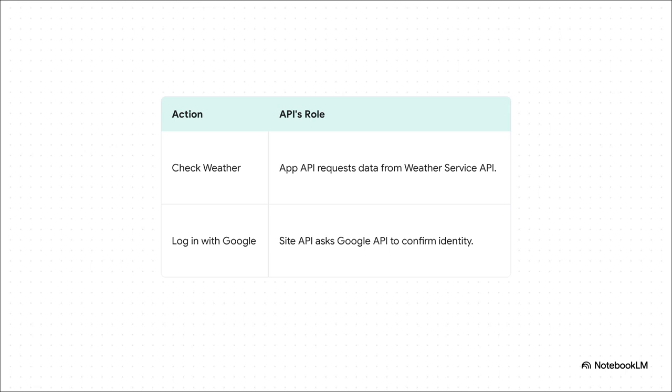So when you check the weather, your app's API sends a little message, a request, to the weather service's API saying, hey, what's the forecast for this location? And when you log in with Google, one API is just asking another, can you confirm this person is who they say they are? And Google's API just sends back a simple, yep, they're good.